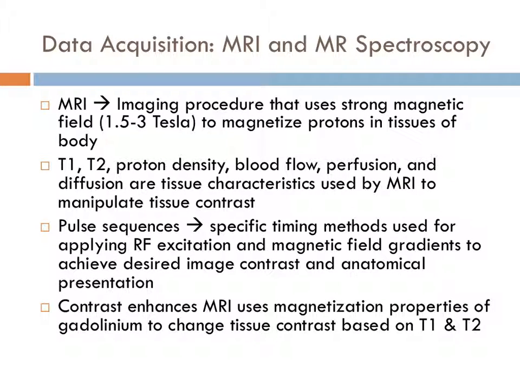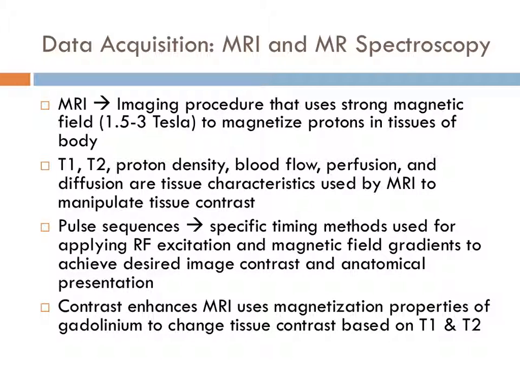Moving on to MRI and MR spectroscopy. MRI is an imaging procedure that uses a strong magnetic field, usually 1.5 to 3 Tesla, to magnetize protons and tissues of the body. Remember, the hydrogen atoms are important with this field. T1, T2, proton density, blood flow, perfusion, and diffusion are tissue characteristics used by MRI to manipulate tissue contrast.